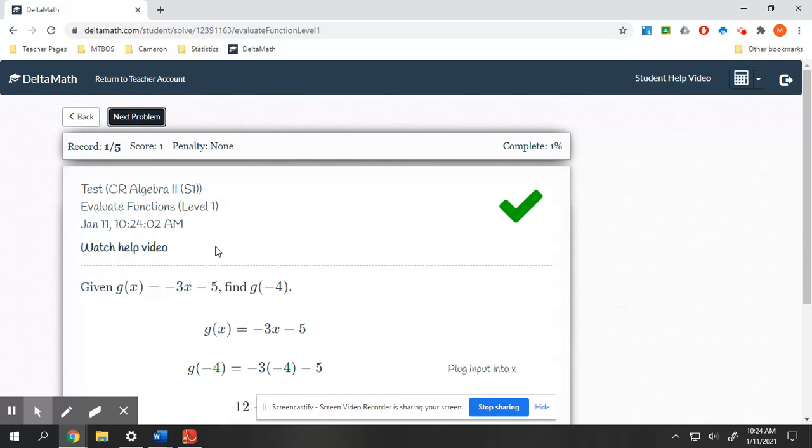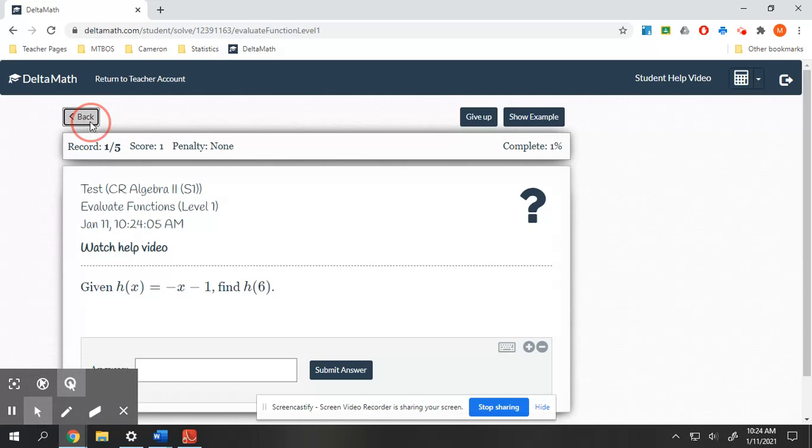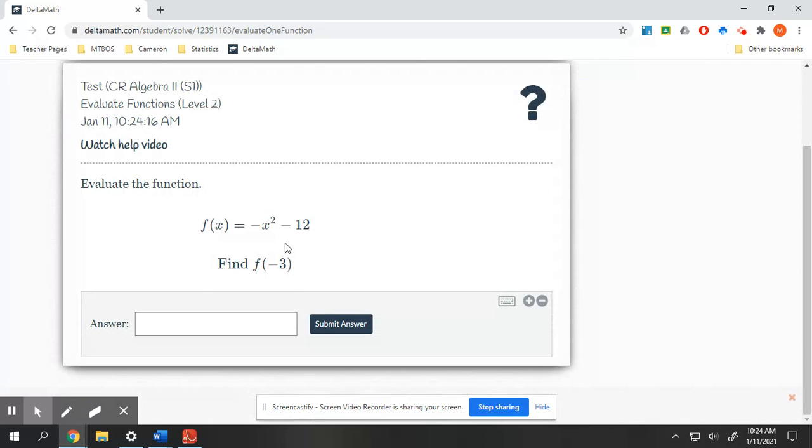Now, this is kind of our basic level function. I believe all of the ones in this activity are linear. However, I do want to talk about evaluating some more difficult functions. Level 2 is where we're going to start to see some quadratic functions, and we have to be very, very careful with order of operations. So if we're asked to find f of negative 3, we are inputting negative 3 into this function.